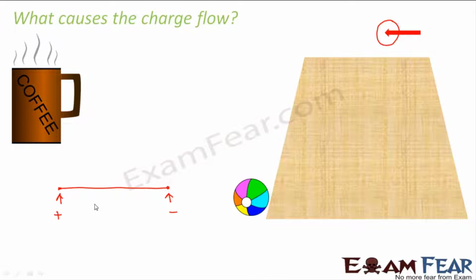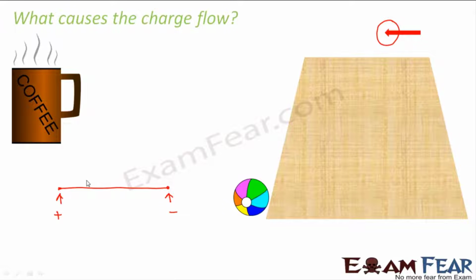Right? So if we say that this end is negative as compared to this end, that means this end has more electrons as compared to this end. So due to the difference in the number of electrons, electrons will start moving from this end to the other end. So this flow of charges constitutes electric current. So difference in potential between the two ends of a conductor gives rise to the flow of charges, and this flow of charges constitutes electric current.